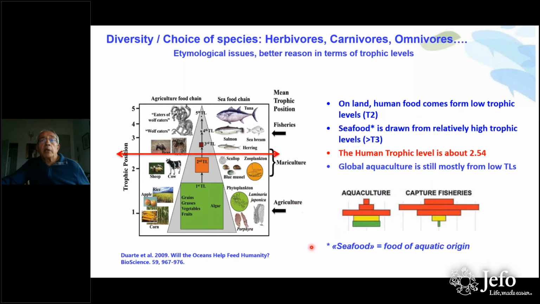But when we take global aquaculture, it's still mostly from low trophic levels, whereas capture fisheries, of course, is very much linked to high trophic levels. So people have a confusion very often. The thing is, we've got to go into low trophic species and so on. But what is really happening is that aquaculture is really doing very much, and with the changes, as I said, in the feeds that we are making, it is really becoming low trophic level.